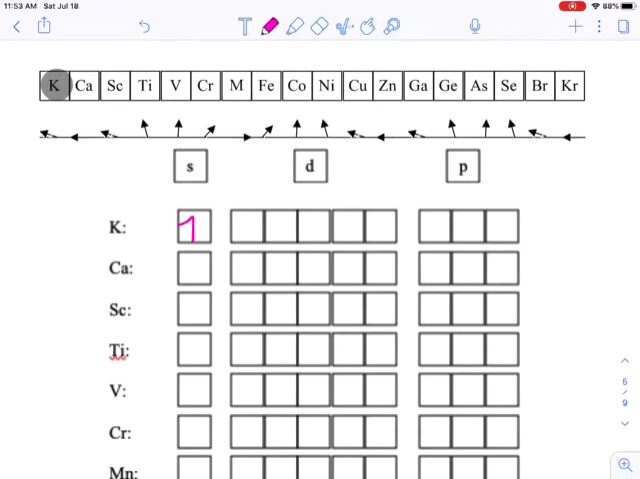Potassium, our first one. Only 1 valence electron. All you're going to see is that. Calcium, 2 valence electrons. 1 up and then 1 down. And now scandium, 3 valence electrons. We're going to go 1 up, 1 down, and then 1 up. Titanium is going to be 1 up, 1 down, and then 1 up, 1 up.